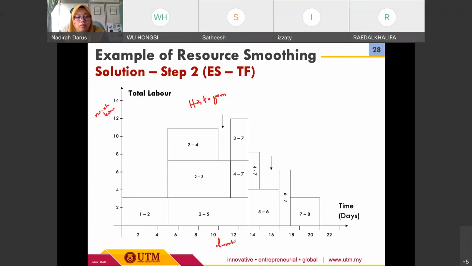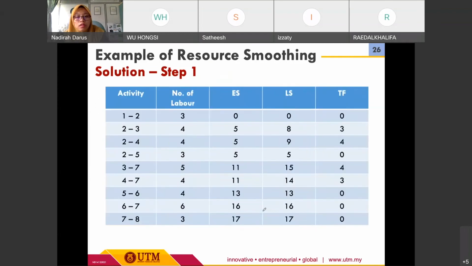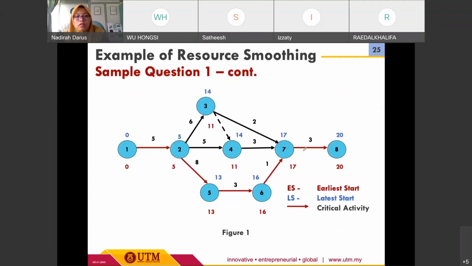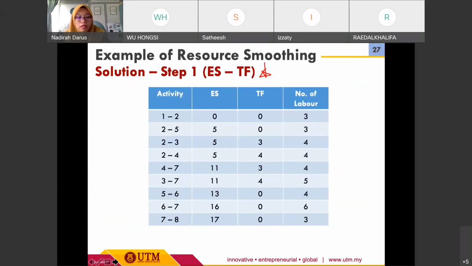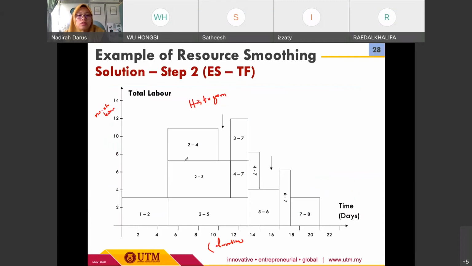Duration or time. So for this project, the total duration is 20, with 20 days or 30 months, not an issue right now. We just need to understand how we extract the information and convert it into this kind of histogram. Again, you need to allocate all of these resources based on the previous table.